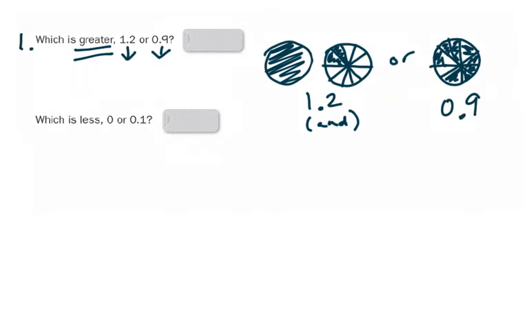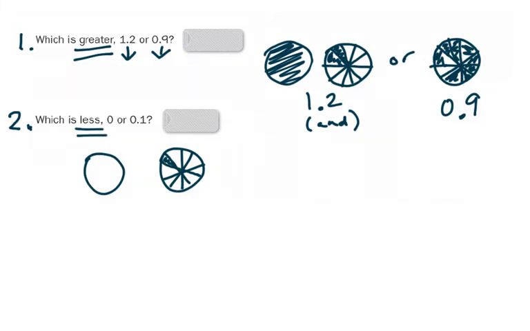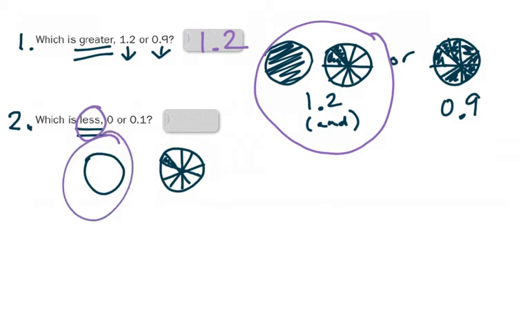Which is greater? And number 2, which is less? 0, where nothing is shaded, or 1/10. Which is less? Go ahead and write down number 1, which is greater, write the decimal, and number 2, which is less. So number 1, 1 whole plus a little bit more, 2/10. 1 and 2/10 is greater. Which one is less? 0, or nothing shaded.